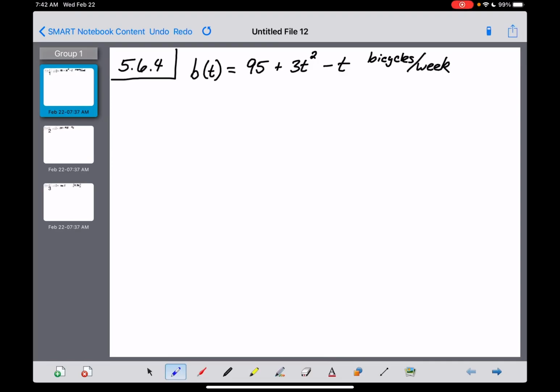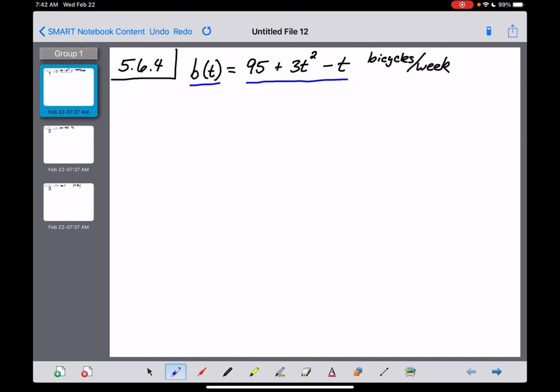All right, in number 4 right here, they've told you that a factory is producing bicycles at a rate of this function here, 95 plus 3t squared minus t. So I went ahead and wrote that function out right here, and I called it b of t. You can call the function whatever you want, guys.